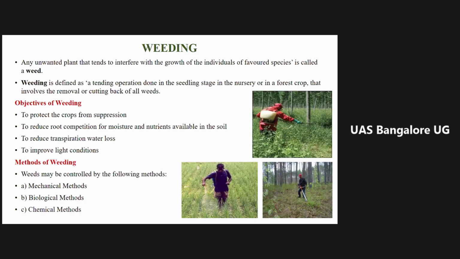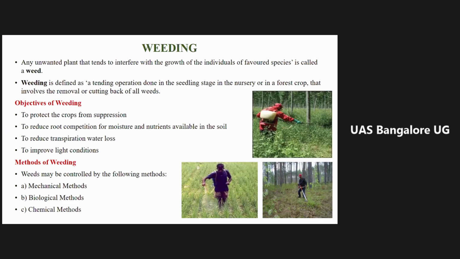So the main objectives of weeding are to protect the crop from suppression, that is, to protect the crop from competition. Then to reduce the root competition mainly for moisture and the nutrients available in the soil. The third objective is to reduce the transpiration water loss. Also to improve the light conditions for the growth of the favored or dominant tree species. Weeding may be controlled by different methods, like the mechanical method, biological method, and chemical method. I think these methods will be discussed in other courses like agronomy, so I will not discuss these methods here.